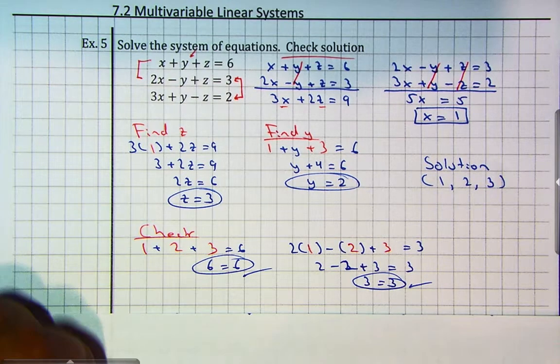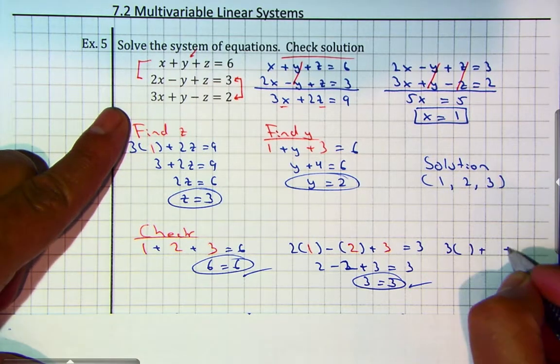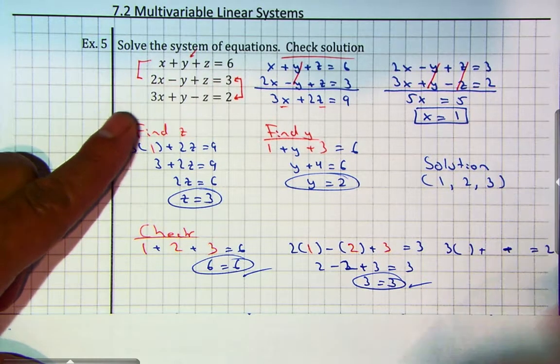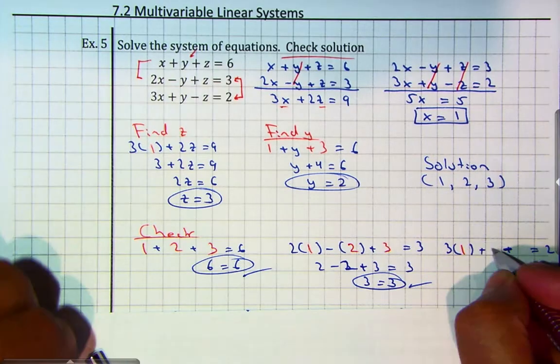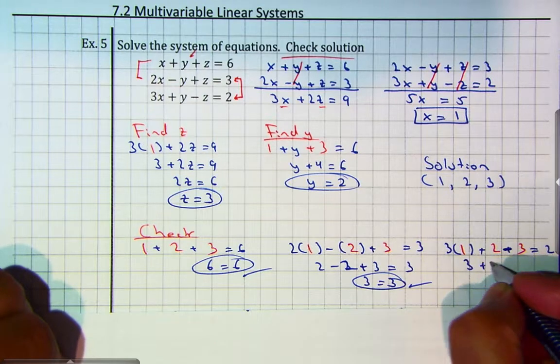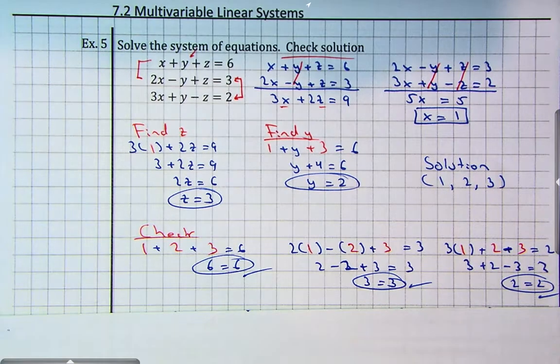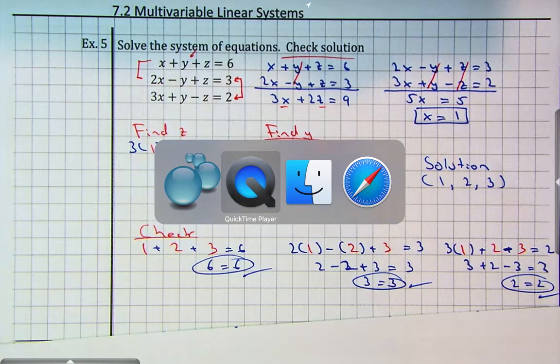And the last one, let me see if I can fit it in here. 3x plus y minus z, with x, y, z being 1, 2, and 3. So it gives me 3 plus 2 minus 3 is equal to 2. Yes. And also, you want to be able to take the time to check them graphically.